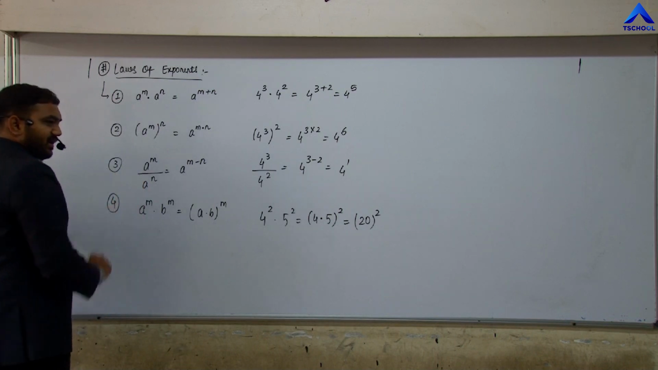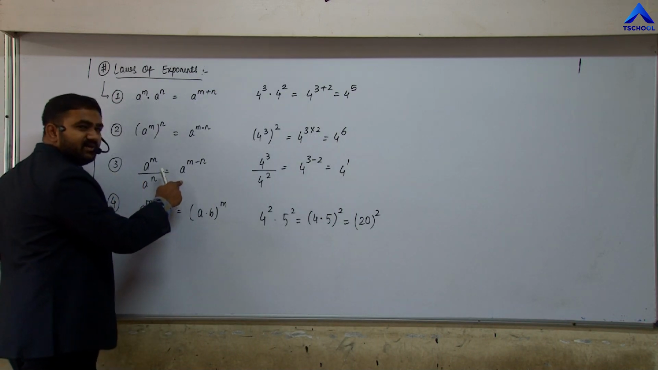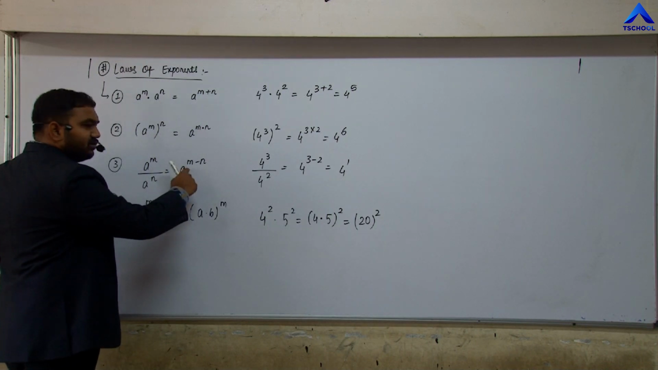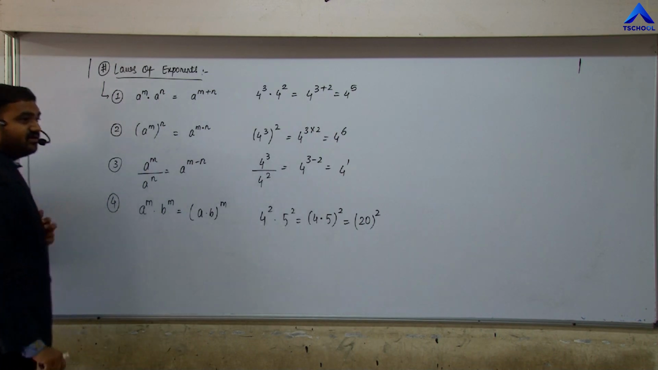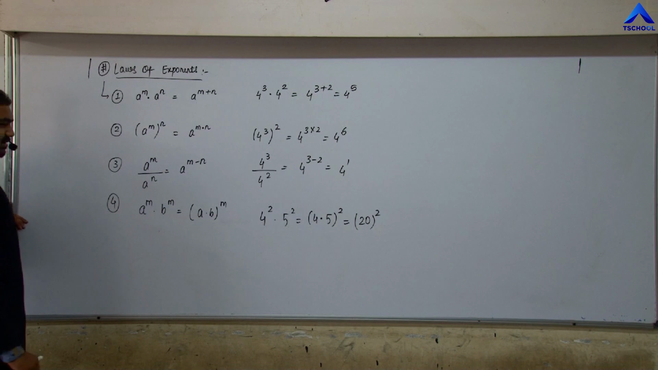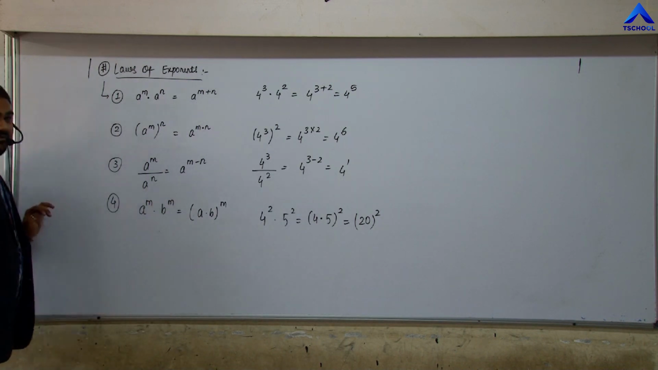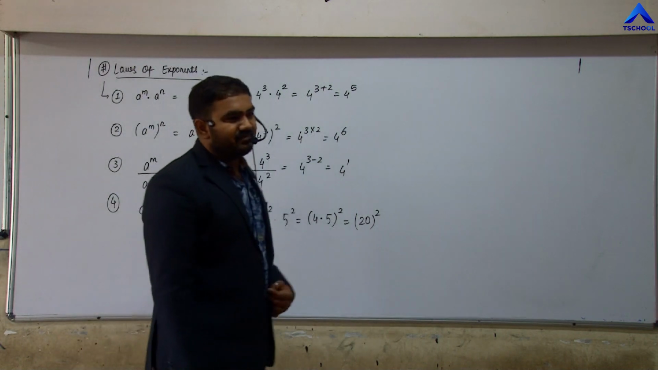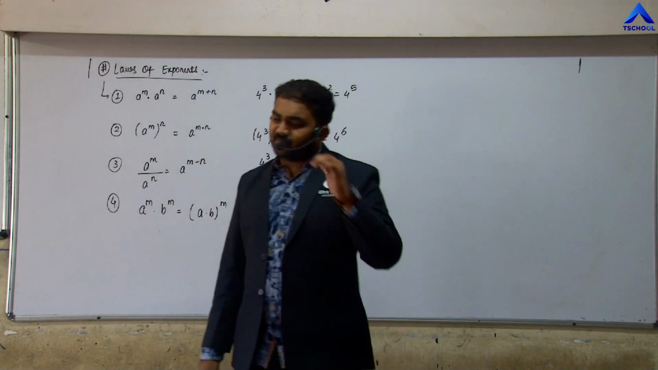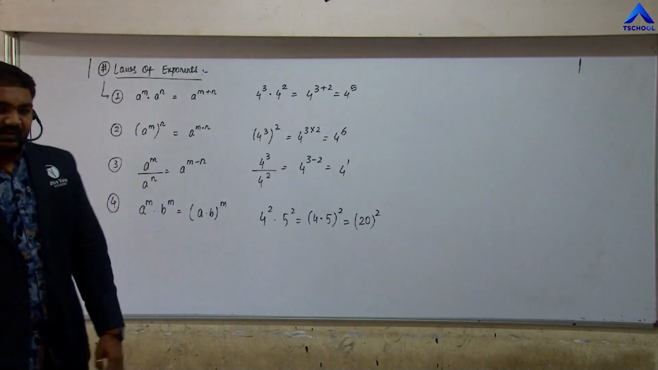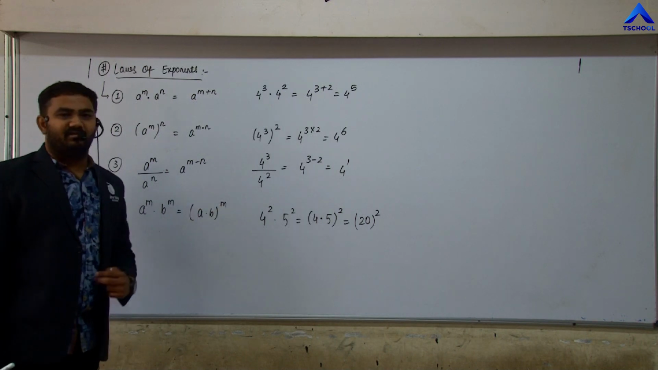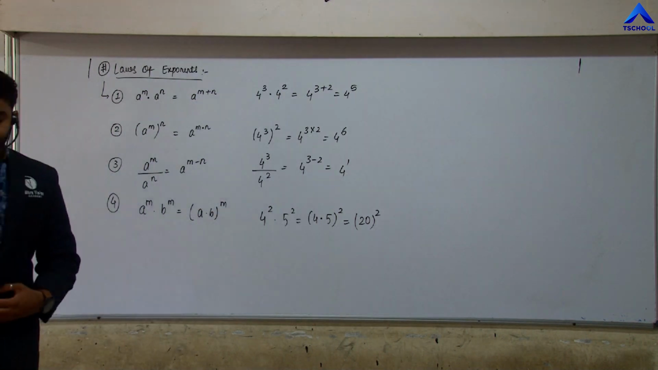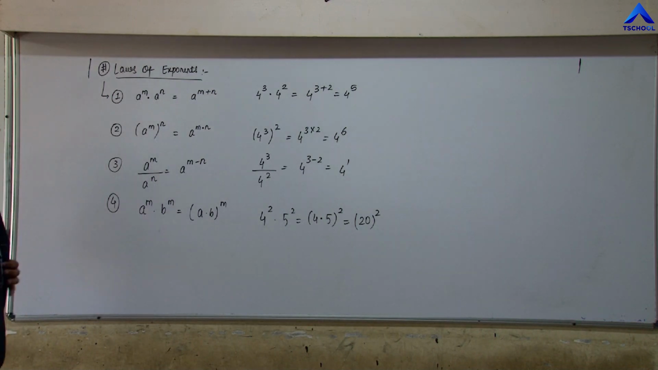Then a raised to m upon a raised to n. Again the base will become the same, that is a raised to the exponent of the denominator subtracted from the exponent of the numerator, that is a raised to m minus n. And lastly, we are having two numbers multiplied with different bases but the same exponent or same power. In this kind of question we shall have the bases multiplied and the power will become common. Is it clear? So these are the four laws of exponents that you need to remember.